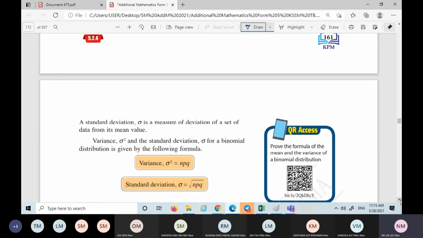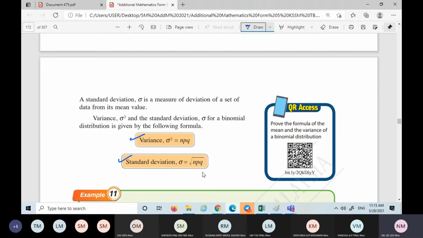Okay, and then next, this is variance and this is standard deviation. Variance is sigma squared, and it's n times p times q. n stands for the number of trials, p stands for the probability of success, q stands for the probability of failure. Then standard deviation is sigma. So you get the variance and then square root it, and you will get the standard deviation.